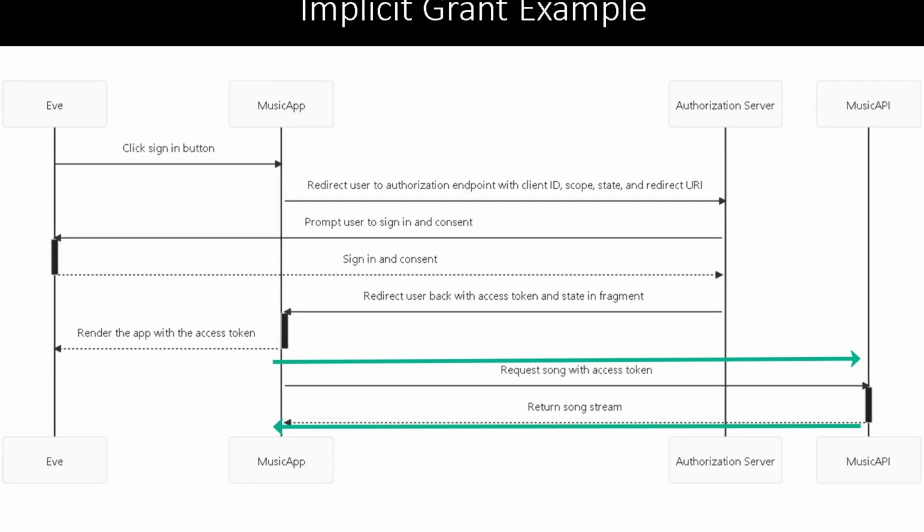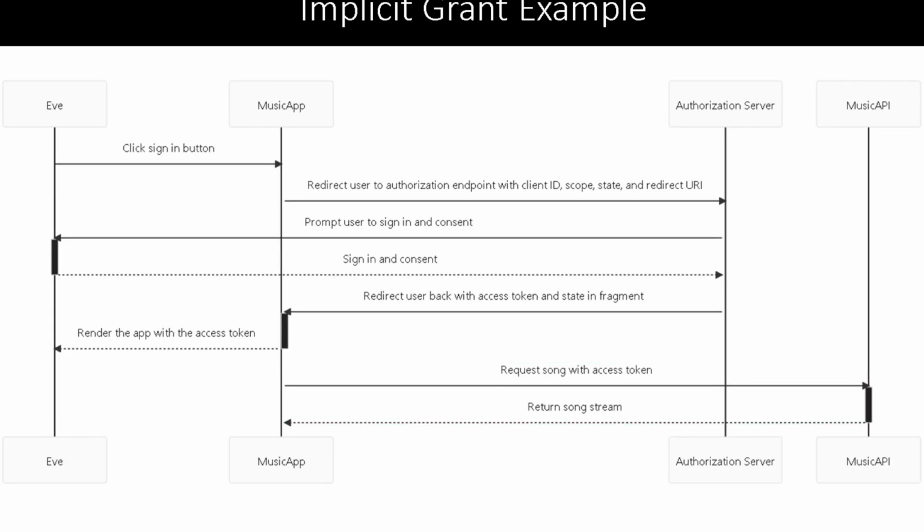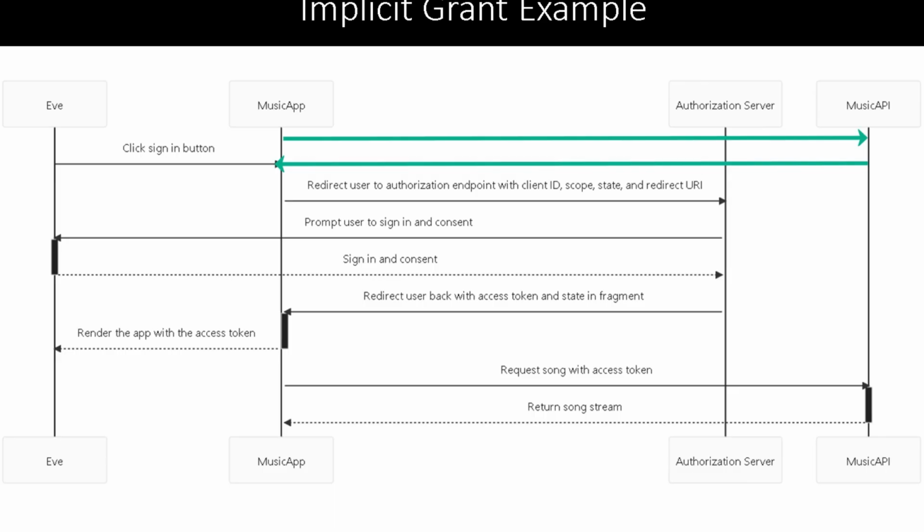As an example, let's say Eve is a user of a web app. We'll call this music app, which allows her to listen to and share music with her friends. The music app uses an external service called Music API to stream the music from various sources. Frank is the developer of the music app, and he has registered his app with Music API as a client. He has obtained a client ID from Music API, which he uses to identify his app to the authorization server.